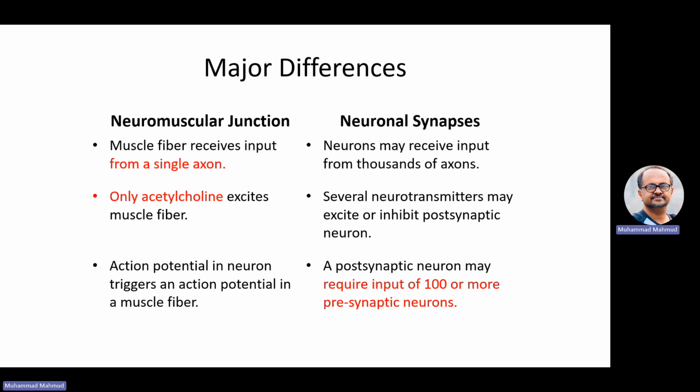In NMJ, neuromuscular junction, only acetylcholine excites these muscle fibers. That's the only neurotransmitter, acetylcholine. But in neuronal synapses, there are several of them. They may excite or inhibit the postsynaptic neuron. In NMJ, an action potential in the neuron triggers an action potential in the muscle fiber. Whereas in neuronal synapses, a postsynaptic neuron may require input of 100 or more presynaptic neurons.